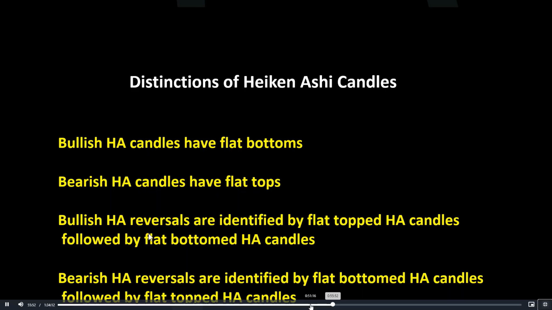Or again, the bullish reversals are identified by flat top Heikin-Ashi candles followed by flat bottomed ones. And they don't have to be one right after the other. There can be some dojis in between. And bearish Heikin-Ashi reversals are identified by flat bottomed Heikin-Ashi candles followed by flat top Heikin-Ashi candles. Right? This is the main thing that I use it for, which is to identify reversals, because that's where I want to enter the trade, and I'm trying to get into the trade at the very best possible time.